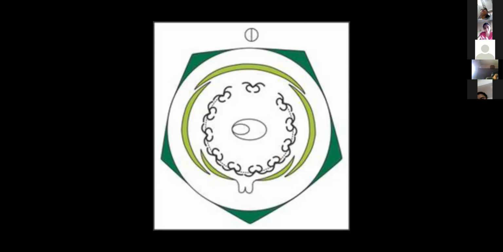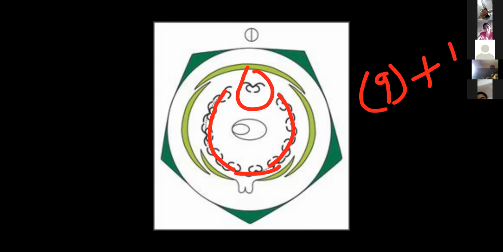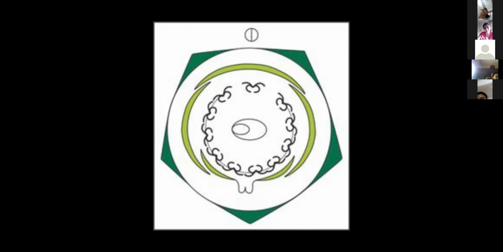Carpels are fused, all are fused, 10. Diadelphous, see carefully. Yes, 9 plus 1. See, over here 9 stamens are there. 1, 2, 3, 4, and 5. 9 are fused, 1 remains free. Remember that condition we call two bundles of stamens, that condition we call diadelphous. Yes, correct.